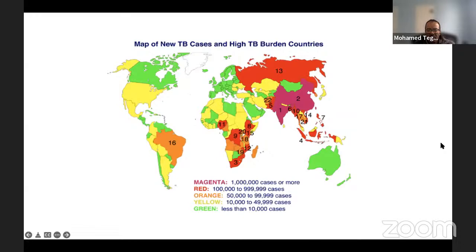And here, this map shows the distribution of the disease, including countries where it may never come to your mind that TB can be an endemic problem, for example, China and India.